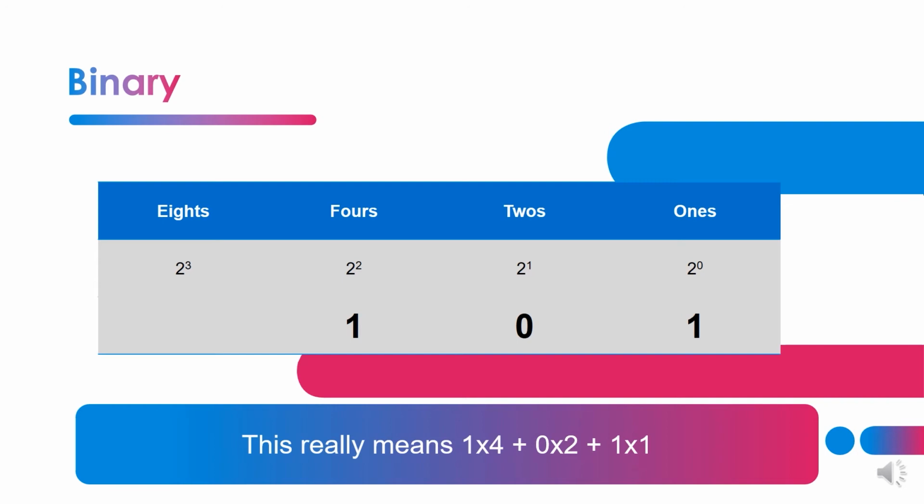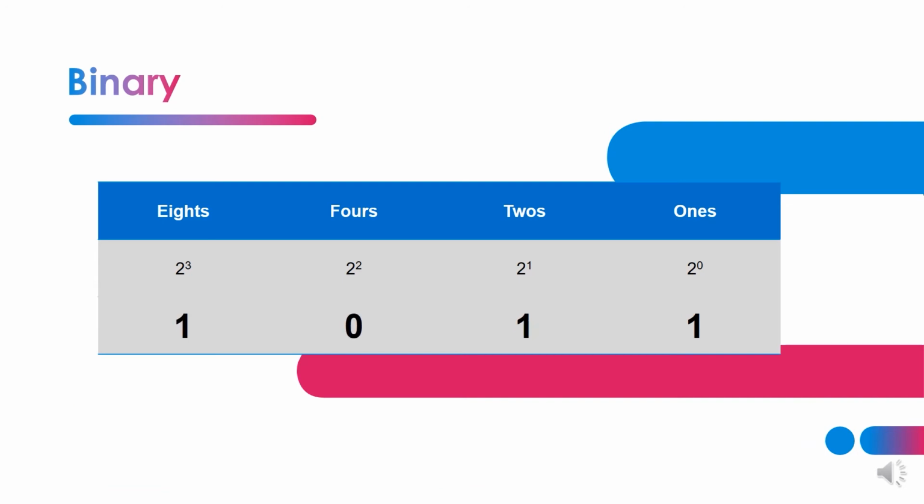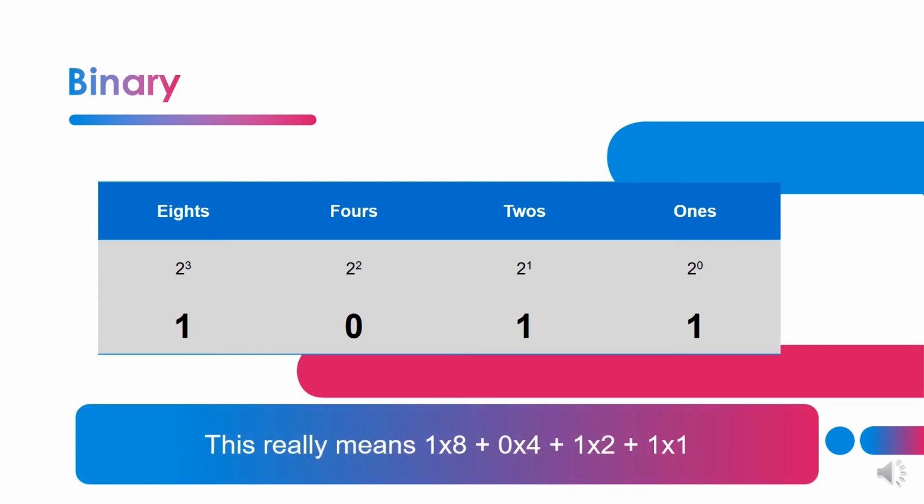As we add more columns to the left, it looks intimidating, but if you keep the same principles, it makes some sense. Take a moment and work out in your head what the number 1011 in binary is equal to in decimal. The process that you should have used was we've got 1 lot of 8 plus 1 lot of 2 plus 1 lot of 1. When you add them together, we get 11. So the number 1011 in binary is equal to 11 in decimal.